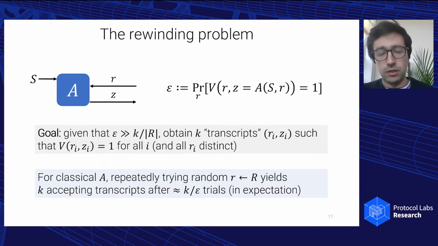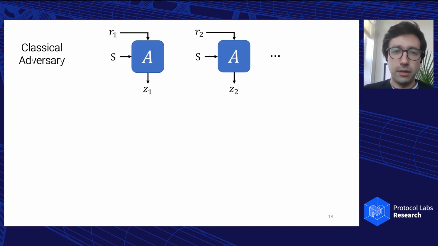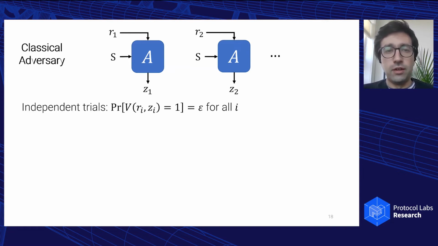So this is the rewinding problem, and this is something that classically you kind of take for granted. Just to hammer this home, if you play the rewinding game, the classical adversary achieves this goal just by running the adversary many times on different choices of R. Notice that all of these trials are independent. I choose this R uniformly at random, this S is fixed, and so all of these trials are independent of each other. The probability that any one of them succeeds is epsilon, and so you can do things with Chernoff bounds and really understand how this process operates.